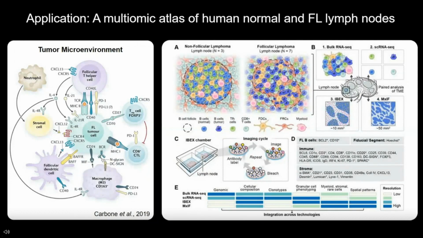And so this is just a summary of the individual methods on the left, showing in panel E, the bulk RNA-seq, the single-cell RNA-seq, Ibex, and MixIF. And you can see that we can obtain genomic information from the RNA sequencing approaches. All methods afford varying degrees of looking at the cellular composition of the tumor microenvironment. Clonotypes are unique information provided by the RNA sequencing, and the single-cell approaches, both single-cell RNA-seq and Ibex, allowed us granular cellular phenotyping.